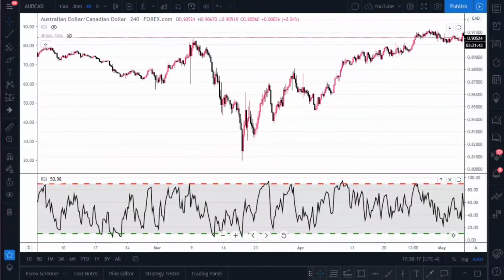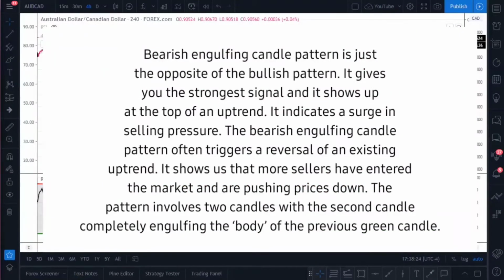Okay, so now let's go over the definition of a bearish engulfing candle, okay? The bearish engulfing candle pattern is just the opposite of the bullish pattern. It gives you the strongest signal and it shows up at the top of an uptrend. It indicates a surge in selling pressure. The bearish engulfing candle pattern often triggers a reversal of an existing uptrend. It shows us that more sellers have entered the market and are pushing the prices down.